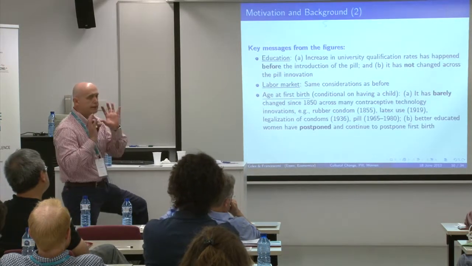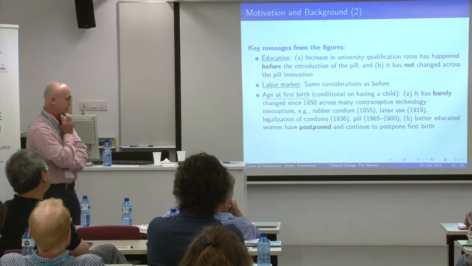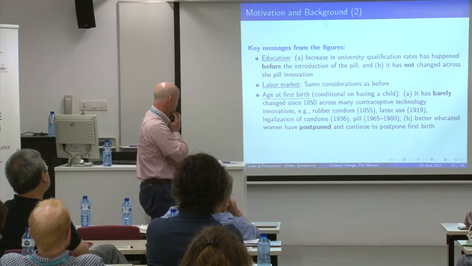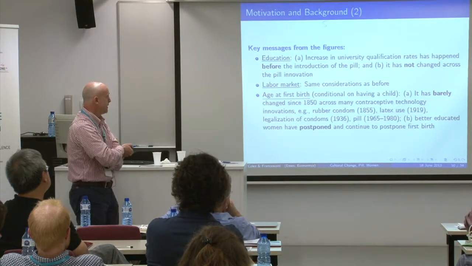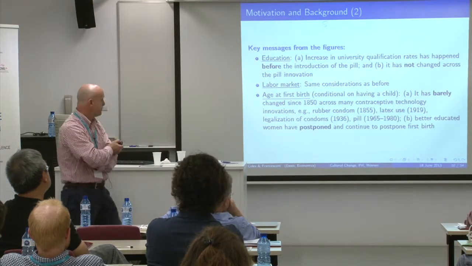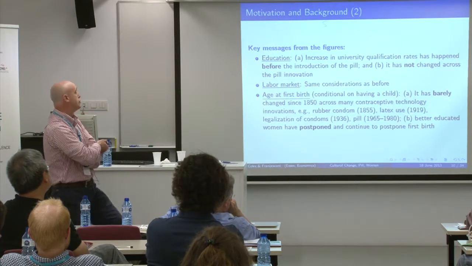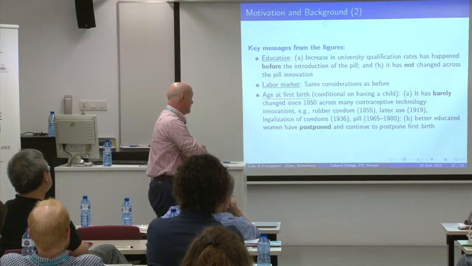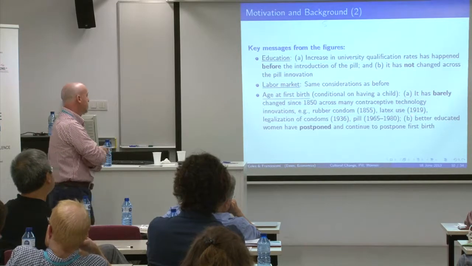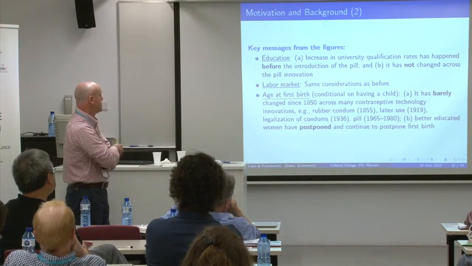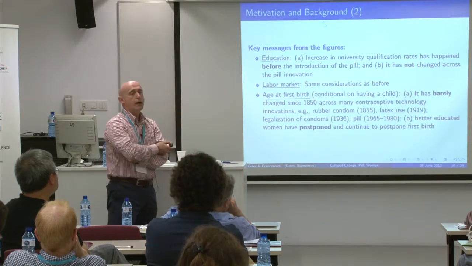Okay, so these are sort of the background facts that we have in mind when we are going to be thinking about modeling behavior. And as I said, age at first birth, conditional on having a child, has barely changed since the 1850s. And it has also gone through many contraceptive technology innovations. Rubber condom in the 1850s was one. The latex technology in the 1920s was another one. The legalization of condoms in 1936 was another one. And finally, the pill.